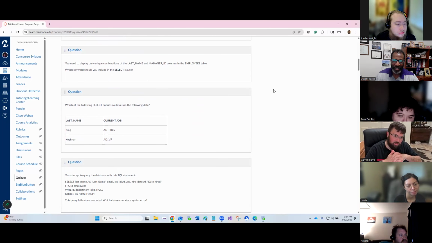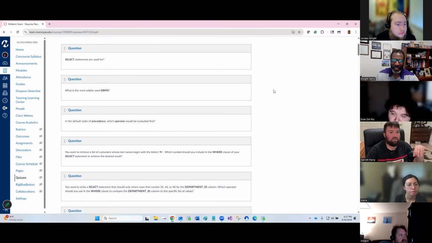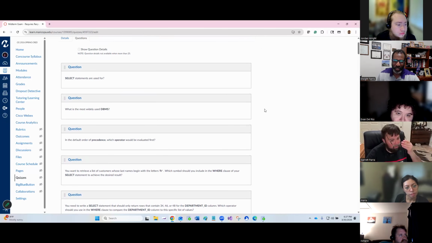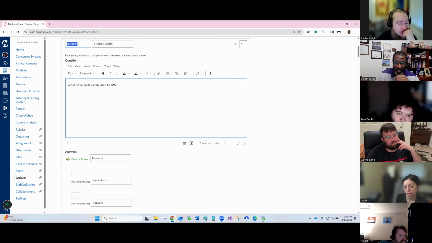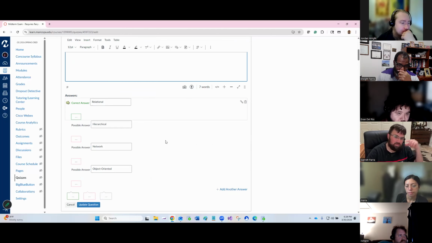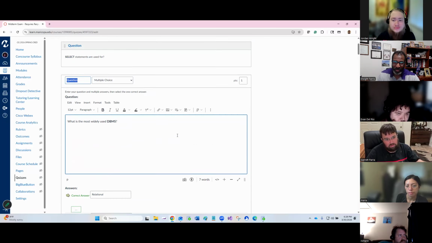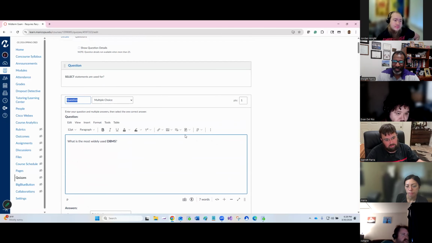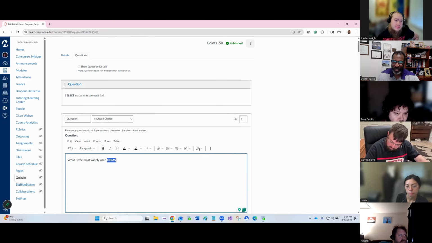Towards the top, it said something about DBMS. What is the most widely used DBMS, database management system? Got it. What's the most widely used? Well, the one you're using now: relational, hierarchical, network, project oriented. It's still relational. And that was way back in week 1.